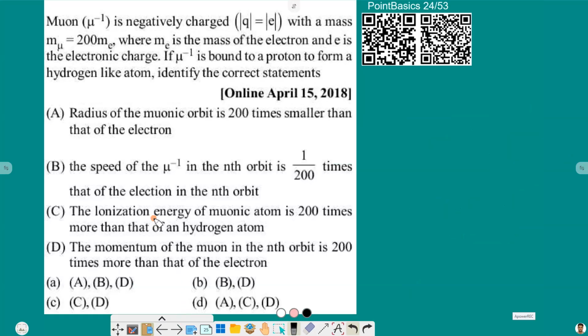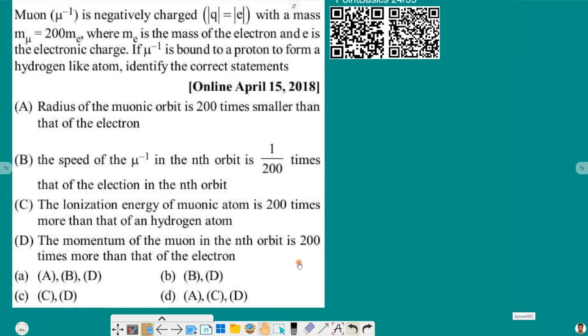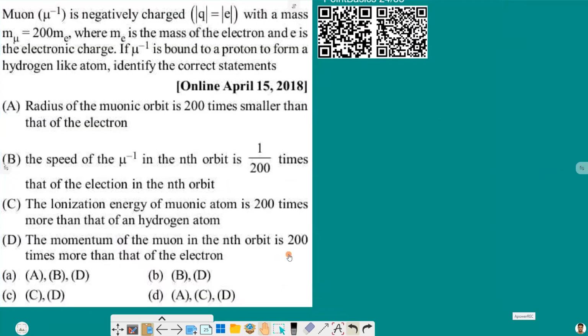Now in the next one, a muon is negatively charged, where the charge is equal to that of an electron with mass 200 times the mass of an electron, where m is the mass of the electron and e is the electronic charge. If a muon is bound to a proton and forms a hydrogen-like atom, identify the correct statement. So this is basically a muonic atom, where instead of an electron, a muon revolves around the proton.